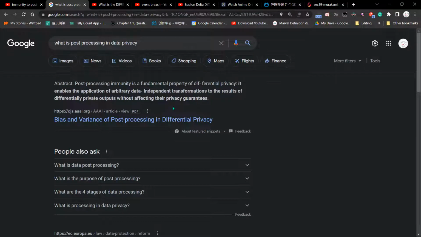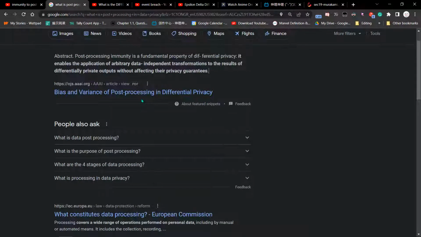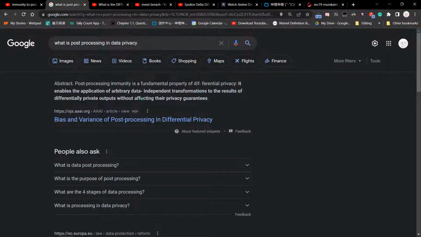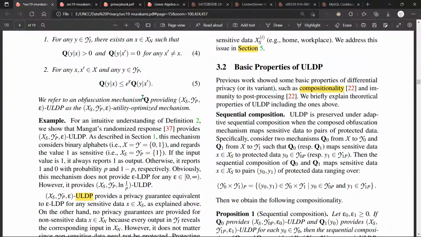So if we search it on the internet, yeah, you have this: the post-processing immunity is basically a property of LDP that enables the application of any arbitrary data independent transformation to the results of differentially private outputs without affecting their privacy guarantees. So basically, it enables the dataset to be analyzed, which is post-processing, without actually being breached. See what I'm saying?